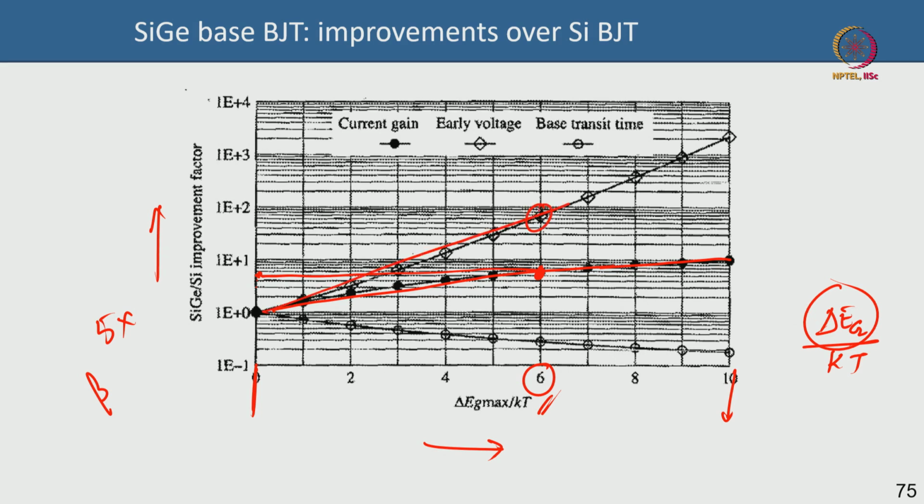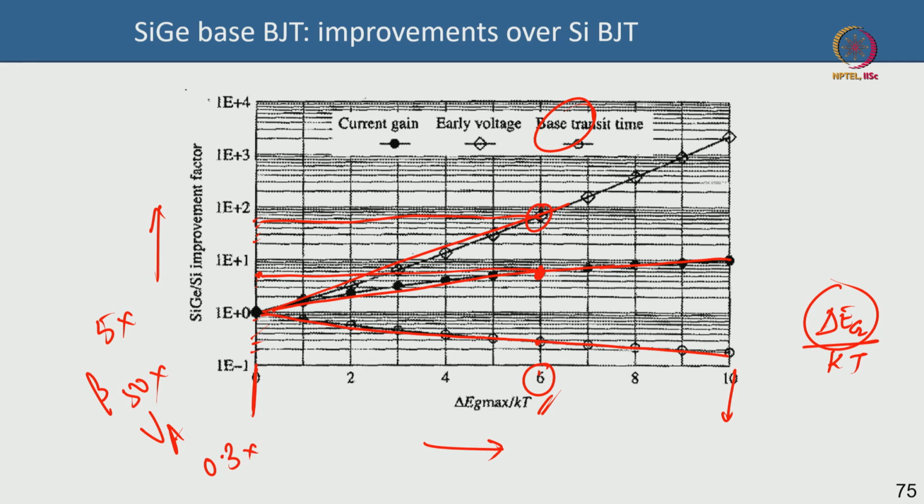The early voltage is improved by a factor of 20, 30, 40, 50, maybe 50 or 60, a 50 times improvement in early voltage, that is very, very good. And then this is the base transit time, the base transit time becomes lower, lower, lower until here. So at this point you have a base transit time which is about 0.3 times the original transit time.